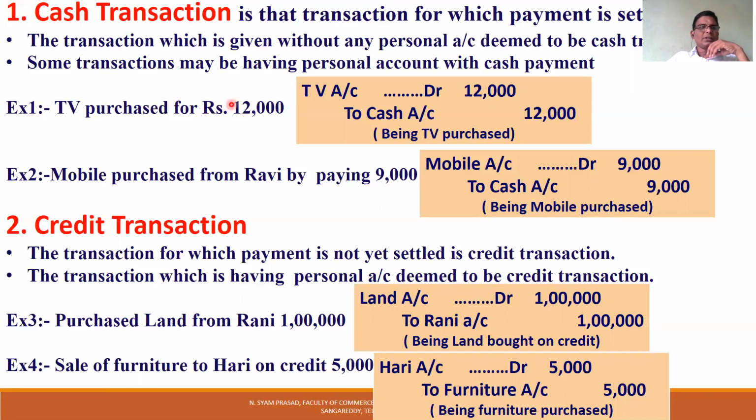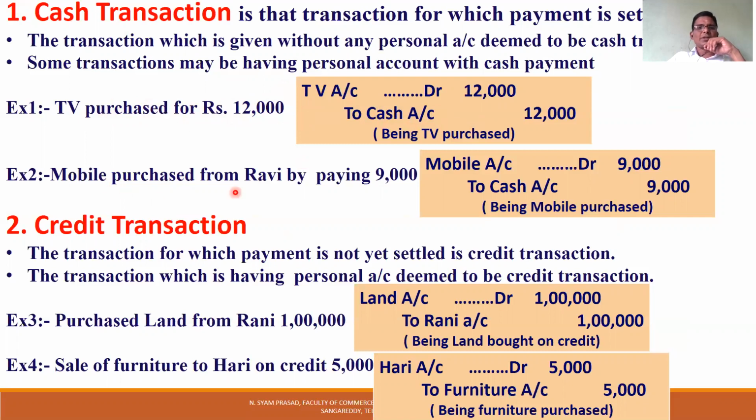So you see here, this is TV purchase for 12,000. TV account debit to cash account, being TV purchased. This is a cash transaction. When no personal account is there, and at the same time they mentioned TV purchased for 12,000, when there is no mention of credit, that is deemed to be a cash transaction. So TV account debit to cash account, being TV purchased.